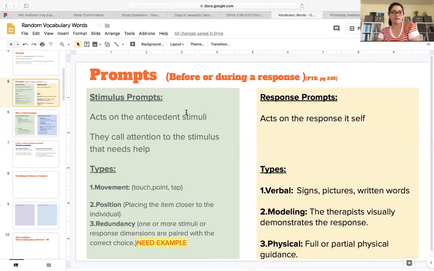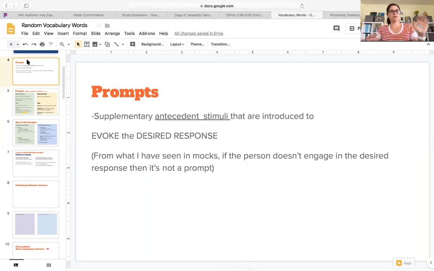So we have prompts. Let's start with the beginning. Prompts are supplementary antecedent stimuli that are introduced to evoke the desired response. What does that mean? It basically means it is an antecedent stimulus that you want to use to get the person to engage in the desired response.